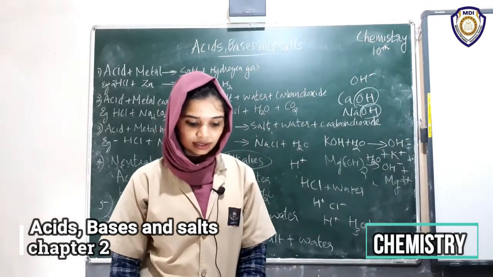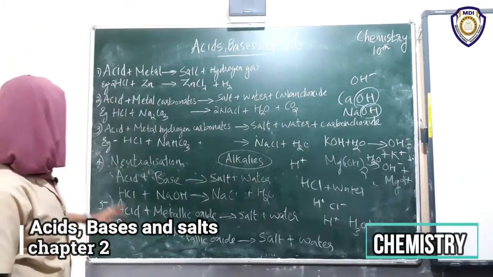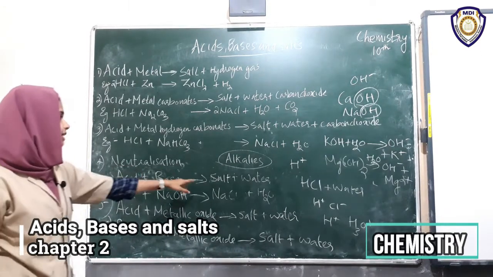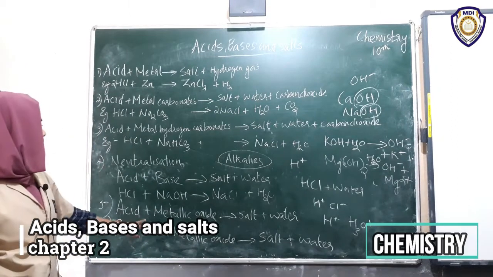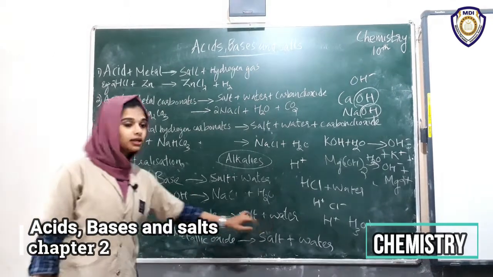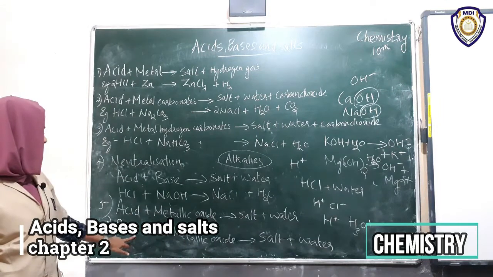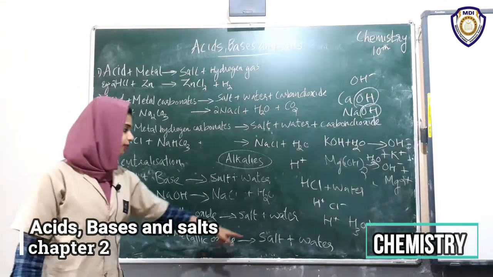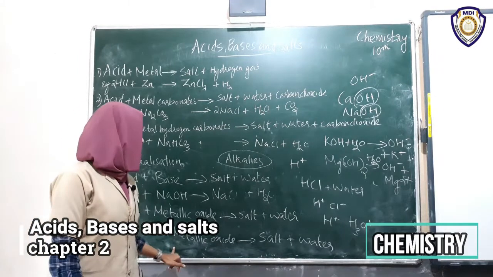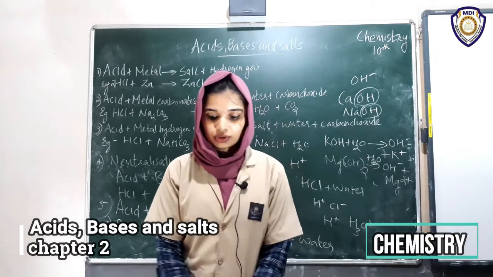So what we have discussed today is the reaction of an acid with a base, which we call neutralization, and it forms salt and water. Then we came across an acid reacting with a metal oxide to form salt and water. Metal oxides are basic in character. Then when we add a base to a non-metallic oxide, it forms salt and water. So non-metallic oxides have acidic character. So this is all about today's topic.